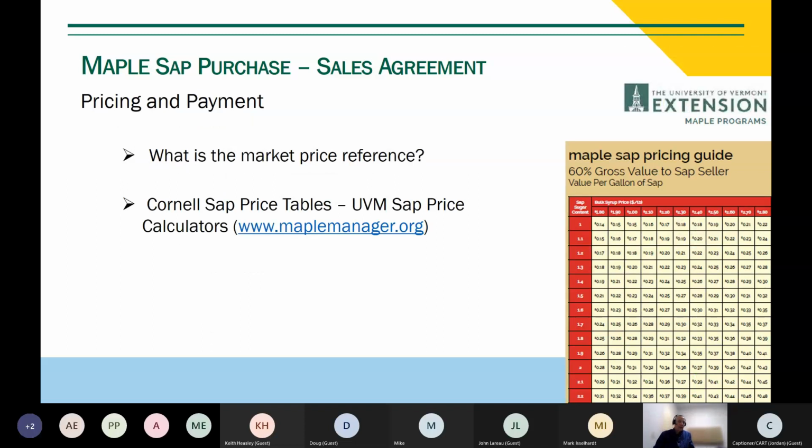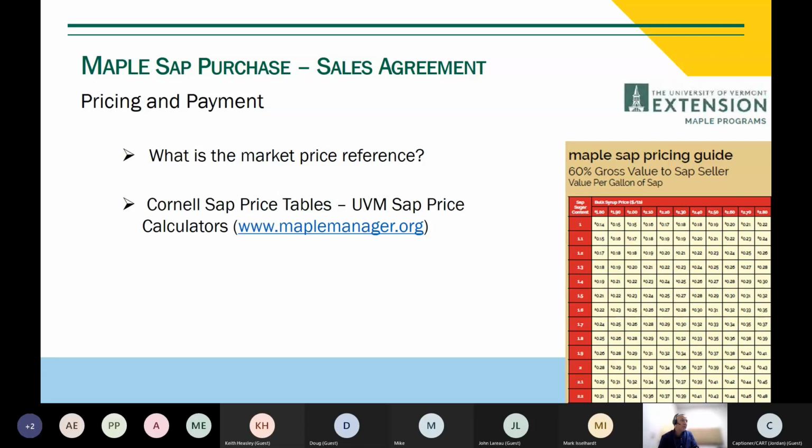So moving on from data and inspection, now pricing and payment. Again, you could stipulate a price in a binding contract. You can also stipulate a reference point, which is fair. So on the right-hand side, you can see an example of a card that we produce at UVM here with a basic sap price value based on sugar content and based on market price. So I think this is something that can be discussed.